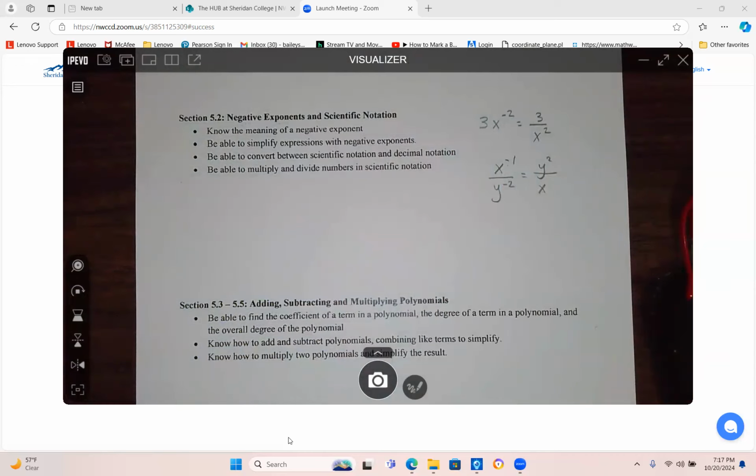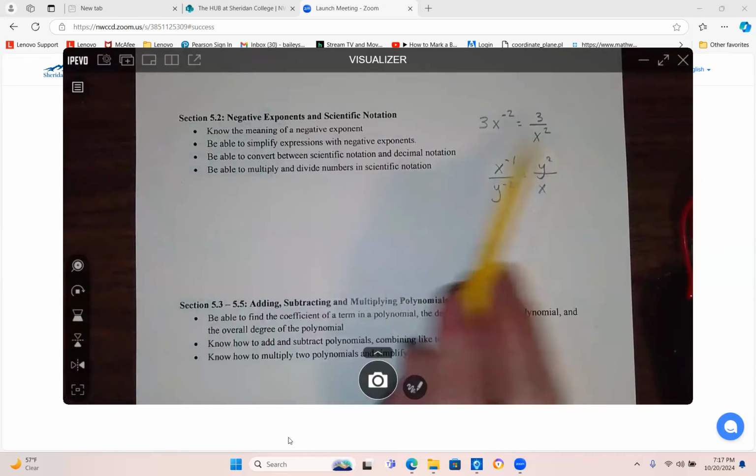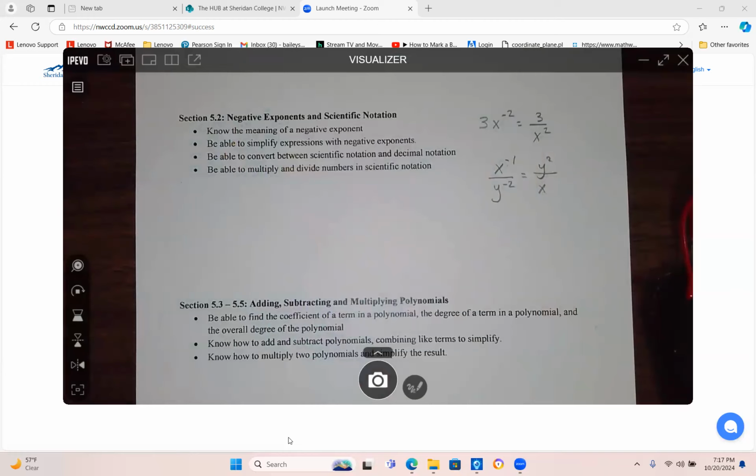And then be able to simplify. Again, you may want to review a few of those. Either look at the notes for this section or look in the grade book and review.